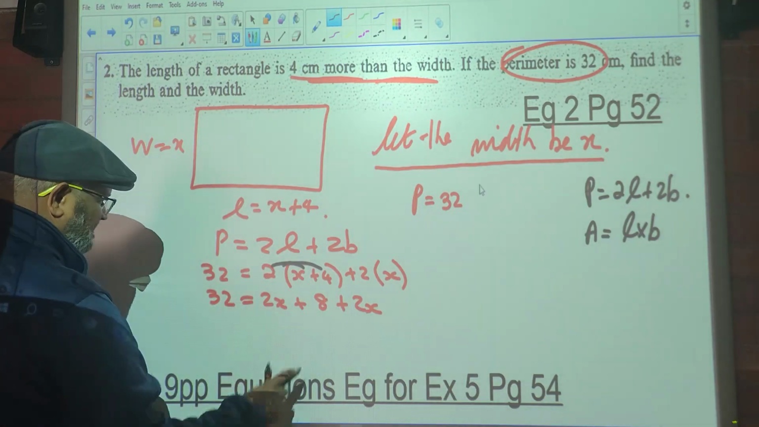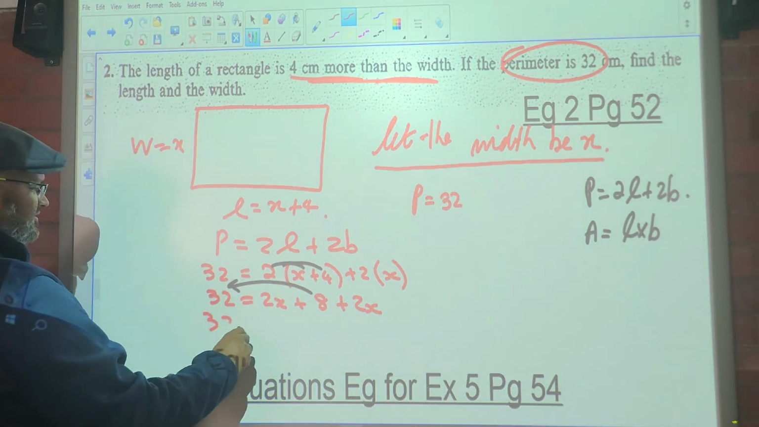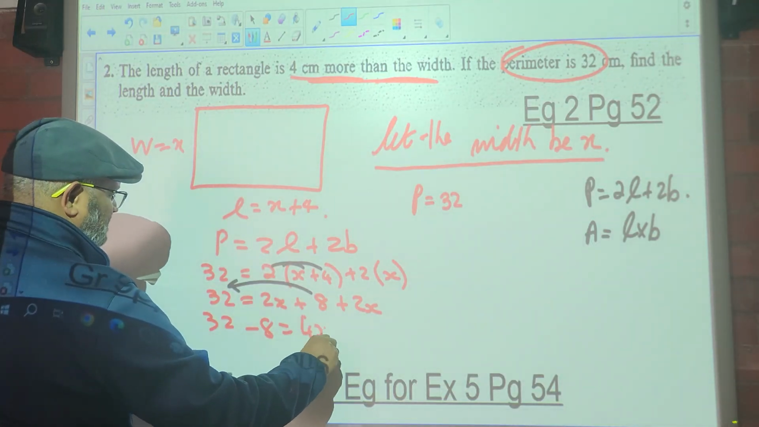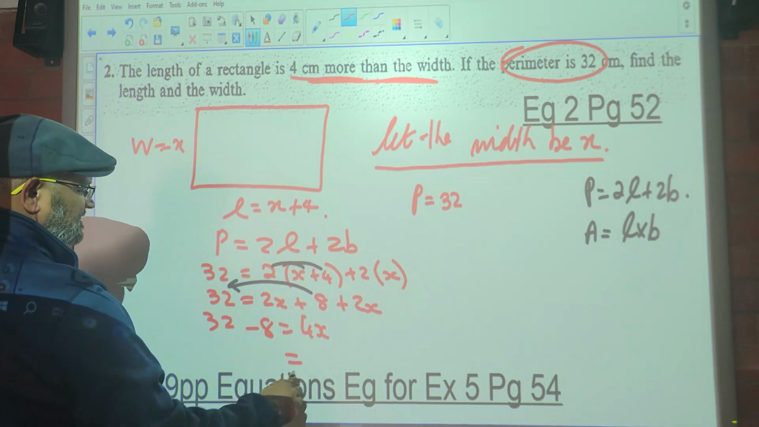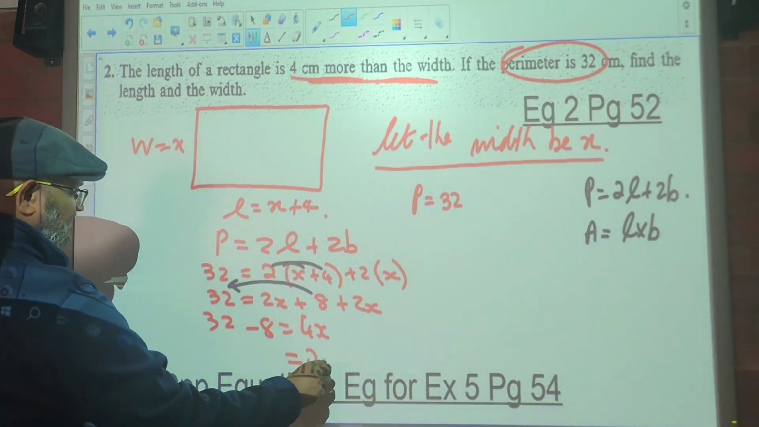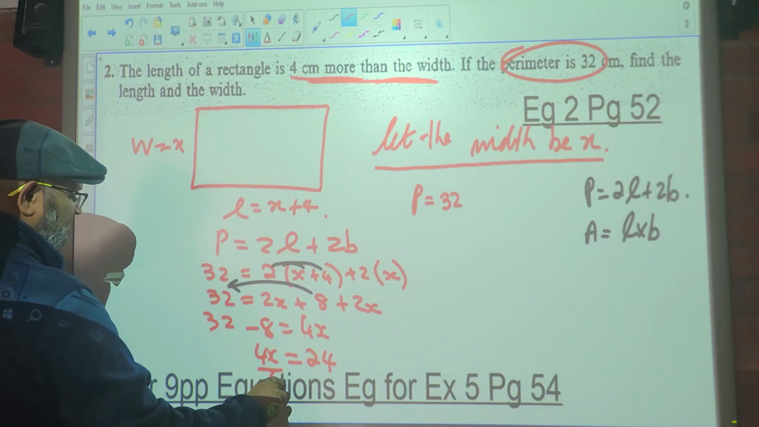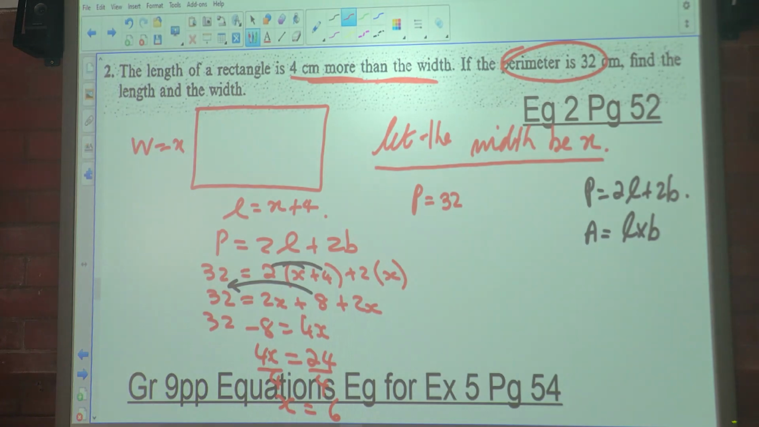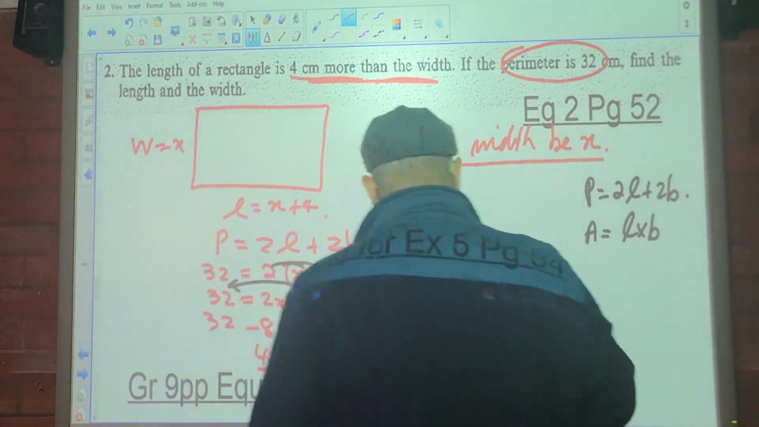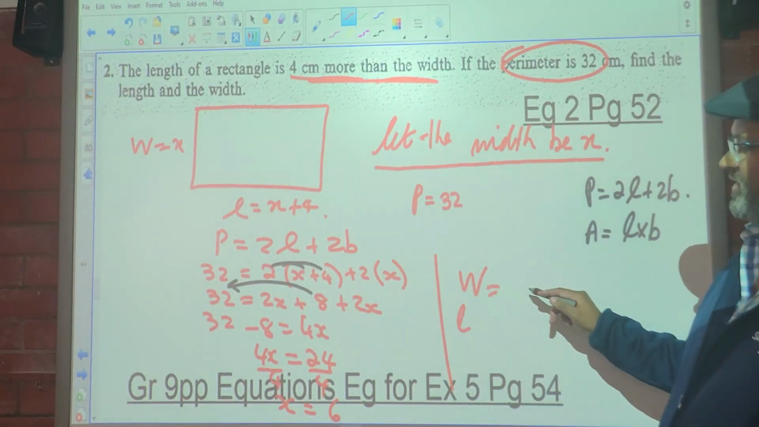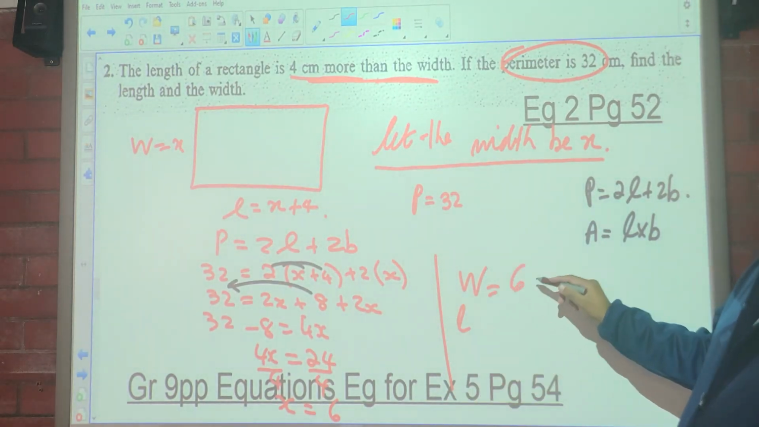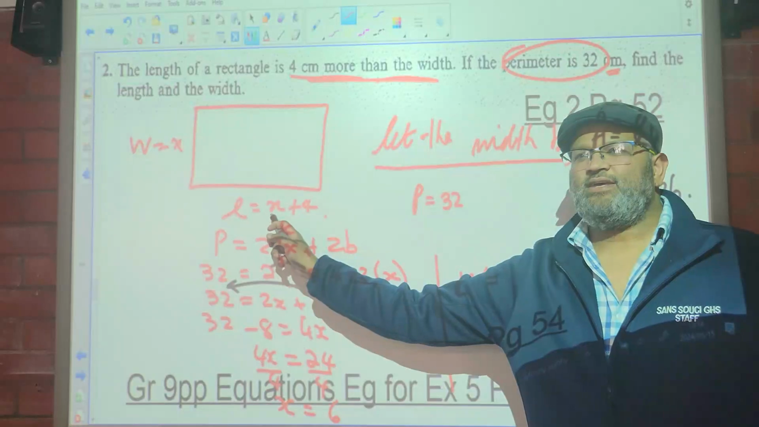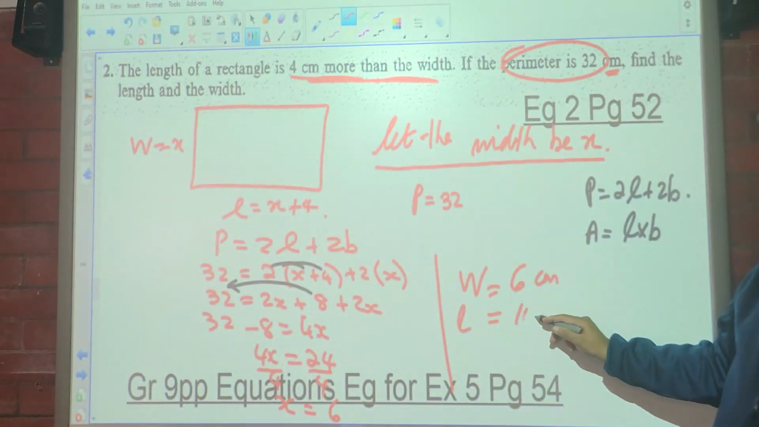Numbers one side, x the other side, so it's going to be 32 minus 8 equals 2x plus 2x, which is 4x. What's 32 minus 8? 24. So 4x is equal to 24. So x is equal to 6. Have we answered the question? What's the question? They want the width and the length. So the width is 6 centimeters, and the length is going to be 6 plus 4, which is 10 centimeters.